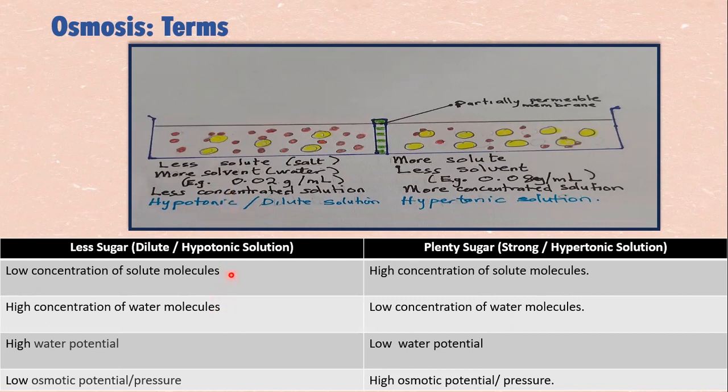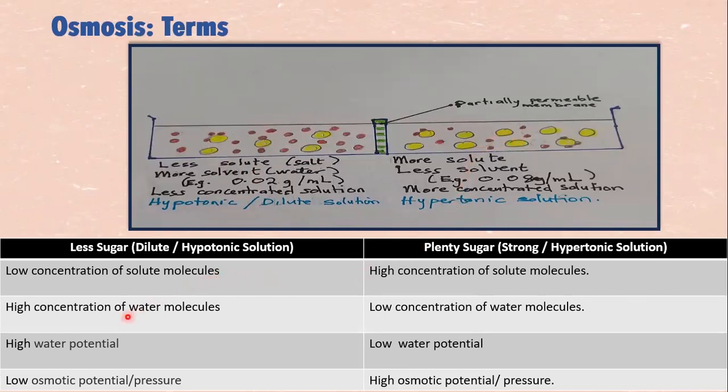We bring it here. A hypotonic solution, as you have seen, has a low concentration of solute molecules. Look at the solute molecules here, very few. Meanwhile, a hypertonic solution has a high concentration of solute molecules, plenty of these solute molecules. You can also look at the solution as having more solvent here, plenty of water molecules here. Here, less amount of water molecules.